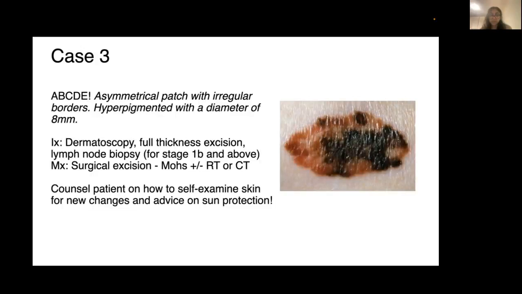So, exactly as someone said, use your ABCDE. We've got the asymmetrical patch. It's irregular, it's hyperpigmented. The diameter is big. This case is 8 millimeters. So we want to examine the lesion with dermatoscopy, do a full thickness excision. If we stage the melanoma as 1B and above, then we tend to do a lymph node biopsy. To manage it, we would excise the lesion and we can consider radiotherapy or chemotherapy.